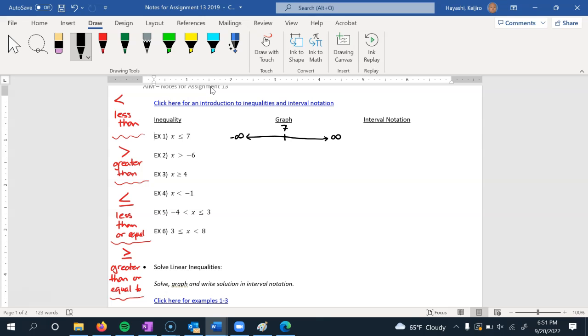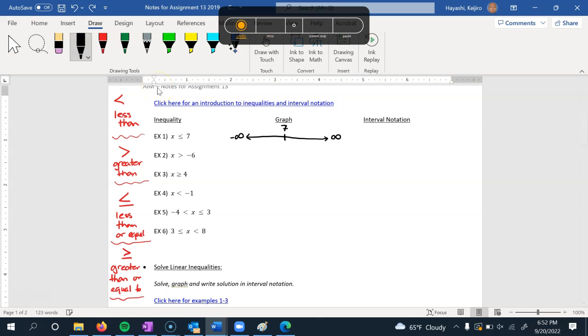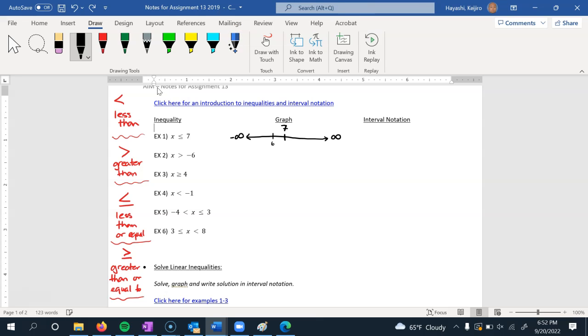Okay. And we're going to try to shade in all the values that are less than 7. So for example, if I were to write in some other values, on this side would be like 6, 5, 4, and if I had a bigger number line, I could go 3, 2, 1, 0, -1. And on this side are going to be numbers like 8, 9, and 10.